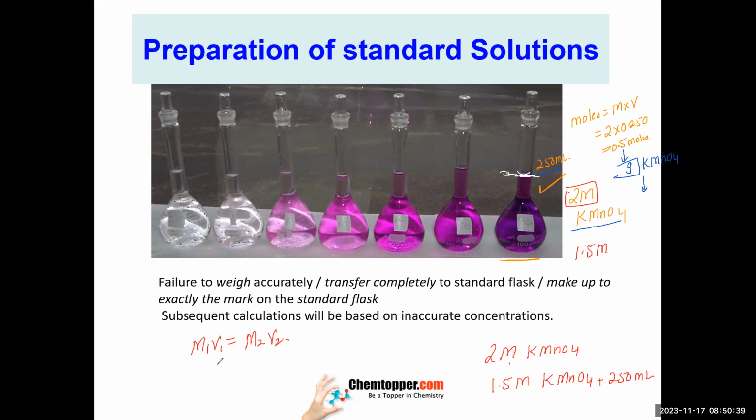So what is M1? 2 molar. But I don't know how much volume I should take. What is M2? 1.5 molar. And volume 250 ml. There is no need of converting this volume to liters because this is ml. So I will get this also as ml. So what is V1? V1 is 1.5 times 250 over 2 ml because I didn't change this unit. How much is this volume?